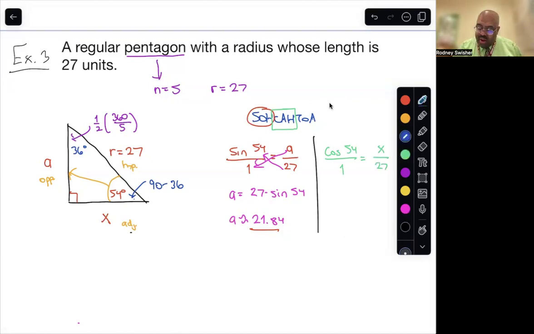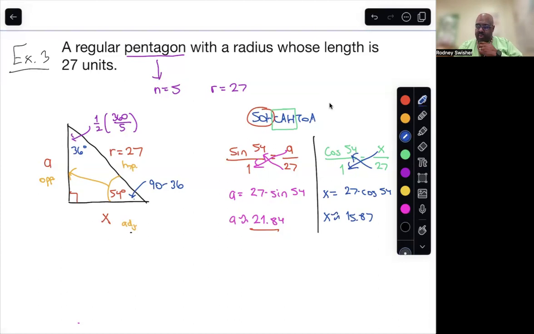Again, we'll cross multiply. x times 1 is just x, and 27 times the cosine of 54 degrees. Now, all we have to do is multiply 27 and cosine 54. So basically, we're just going to do 27 times cosine of 54, and we're going to get approximately 15.87. There's a 0 after that, so just keep it at 15.87.